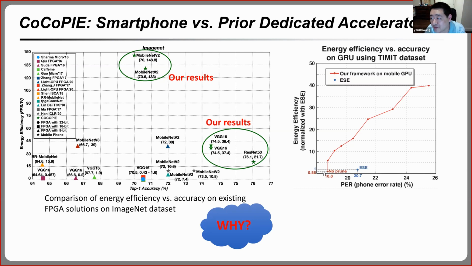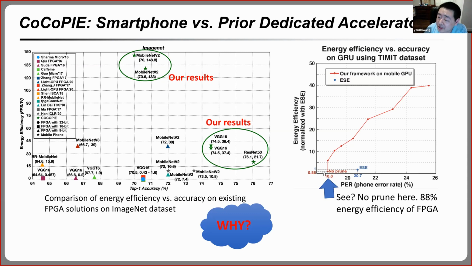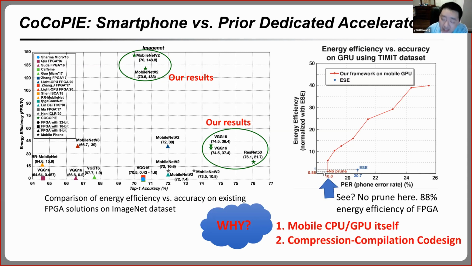What does this mean? It means that mobile phones are really highly energy efficient. No problem here, we got almost 90% energy efficiency as FPGA. So the reason, first, the mobile phone is energy efficient. It is made from ARM or Qualcomm. They are the best chip vendors at making energy efficient chips.